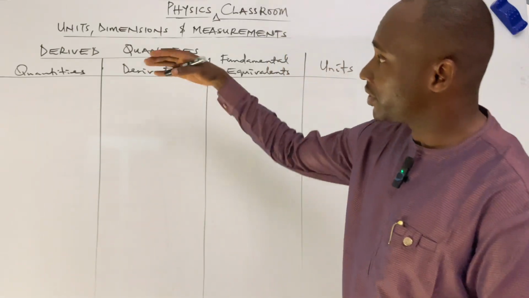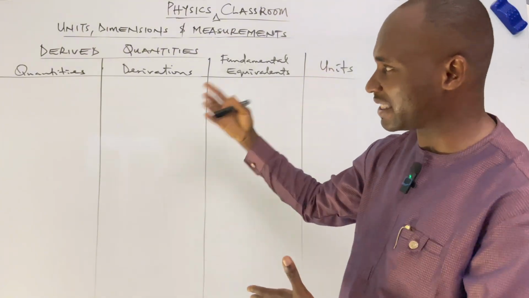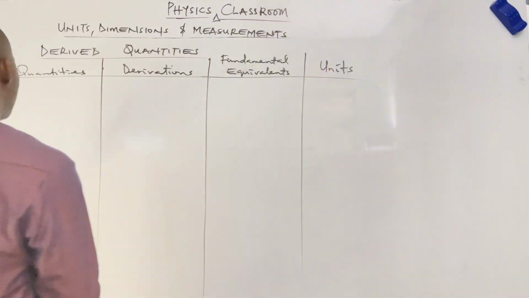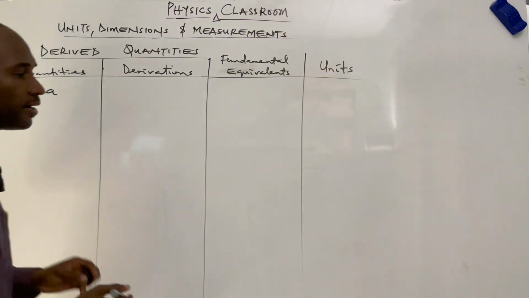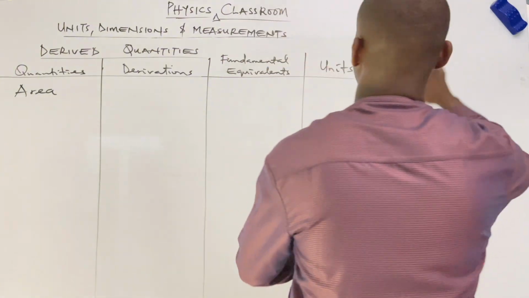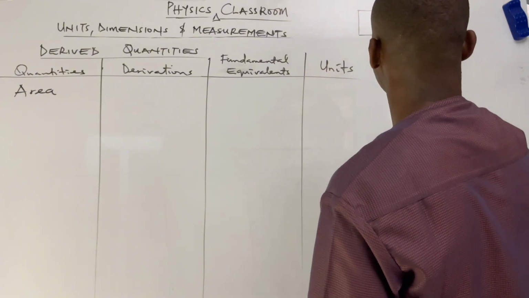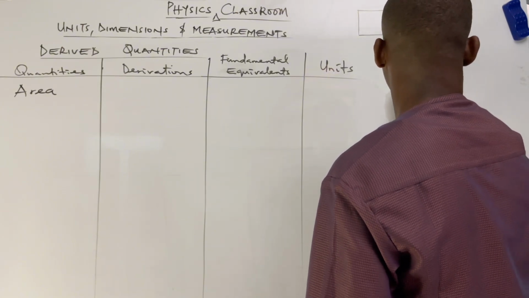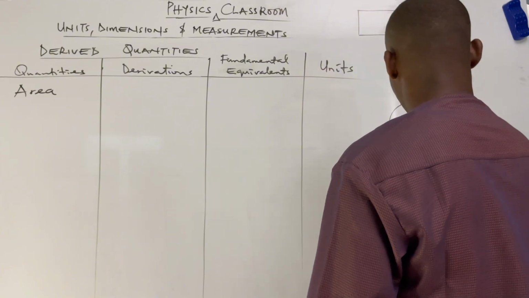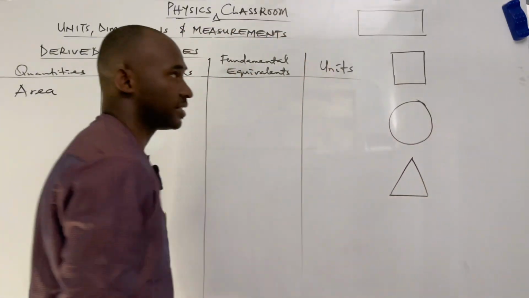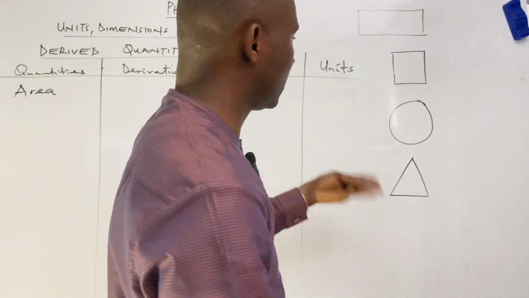For the derived quantities that are said to depend on fundamental quantities for their existence, we have examples such as area. We have various types of shapes ranging from rectangle, square, circle, triangle, etc. We can easily get the areas of these respective shapes.